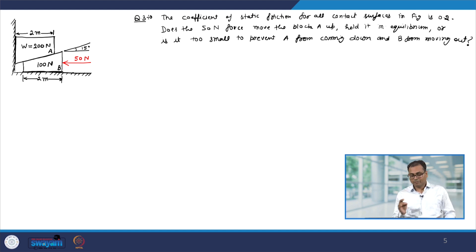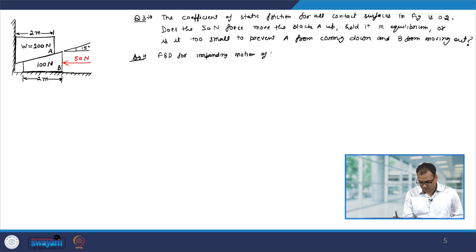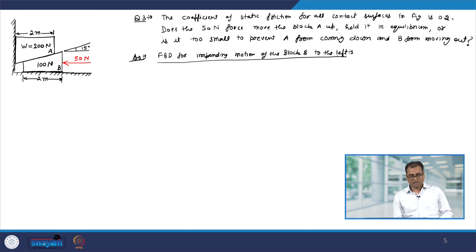To find out whether the 50 Newton force will move the block A up or downwards, let us find out the force that is required to push the block inside or to pull the block outside. So, for that, let us make the free body diagram for impending motion of the block B to the left. Okay. Let me make the free body diagram of block A.